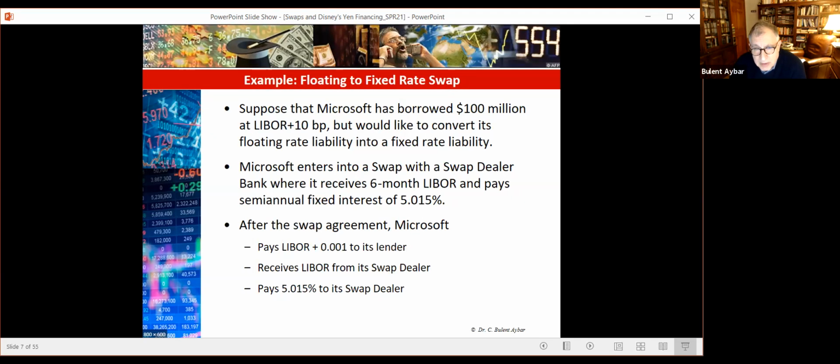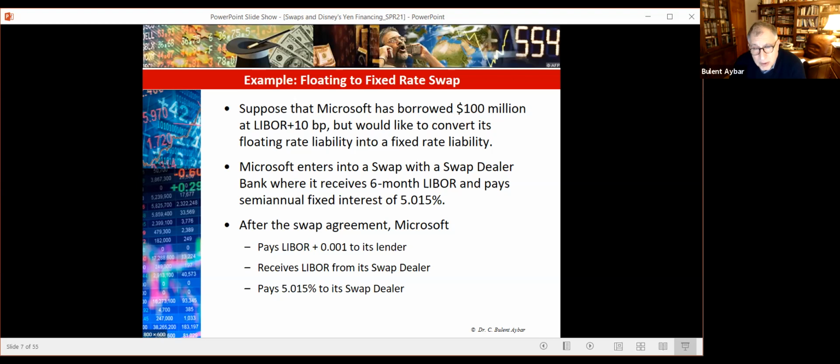Let's explore the swaps through a few examples. We will start with a floating to fixed rate swap example. Here, a corporation, Microsoft, has borrowed about 100 million US dollars at a floating rate indexed to LIBOR at a cost of LIBOR plus 10 basis points, and would like to convert its floating rate liability into a fixed rate liability. Essentially it wants to convert this floating rate note or floating rate borrowing into a fixed rate borrowing or fixed rate bond.